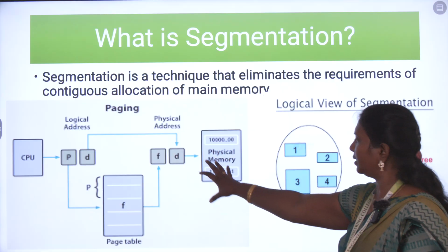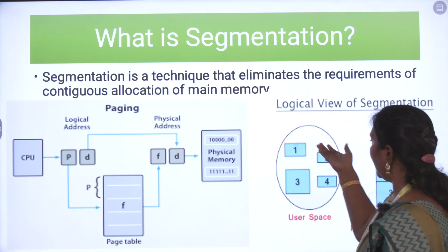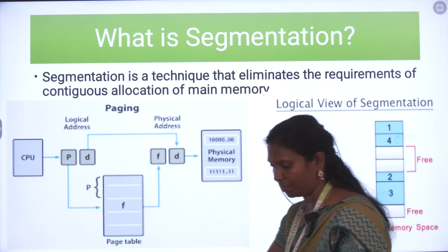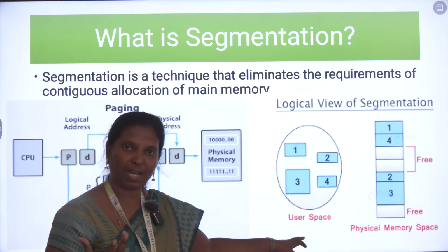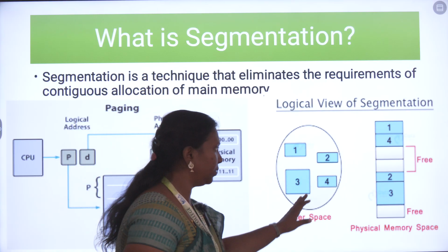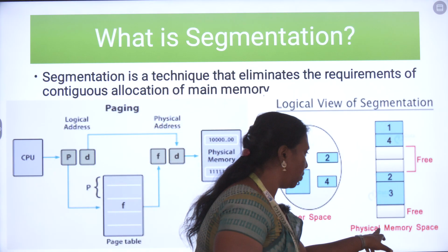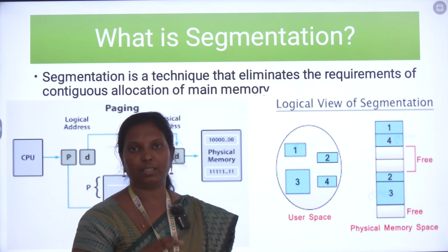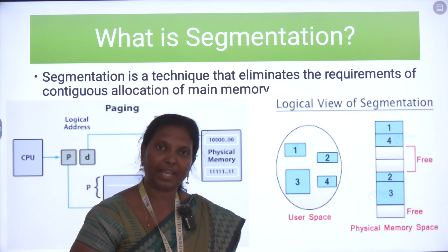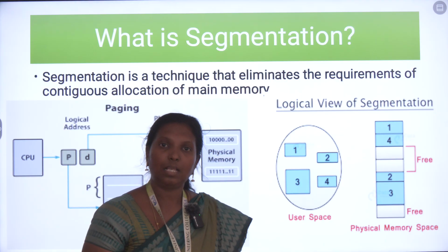So after the result of paging, we have the memory storage, and after that we have the logical view of segmentation that has the paging concept. Say for example, if I have user space 1, 2, 3, 4, and apart from that I have the free space, then it goes to the physical memory unit, and now it is automatically generated with the segmentation. So this is the way memory management techniques are utilized through paging and segmentation.